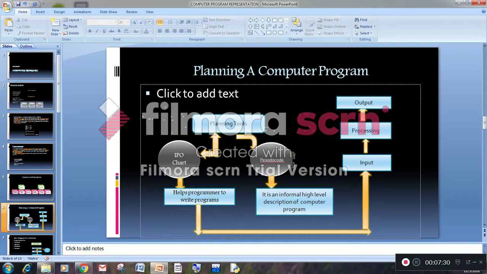Input is the instruction or the data that is given by the user to the computer. The next is processing. So what's the processing? The computation that is performed on the input or data is called processing, and then output is our desired result. The second important tool is pseudocode. It is an informal high level description for a computer program.